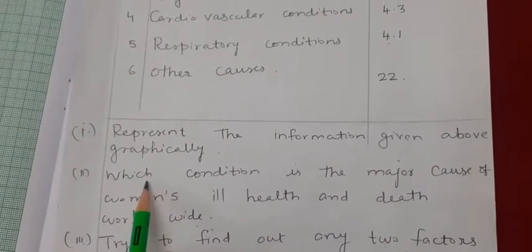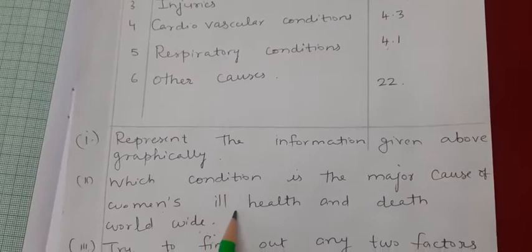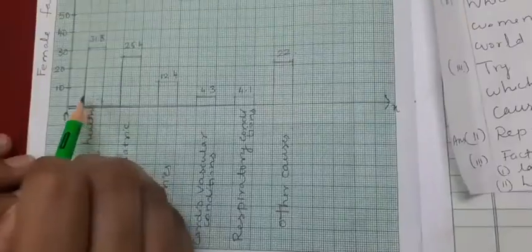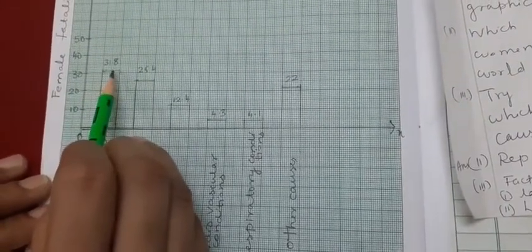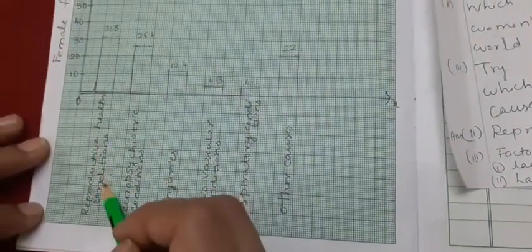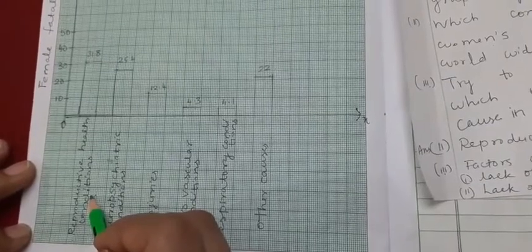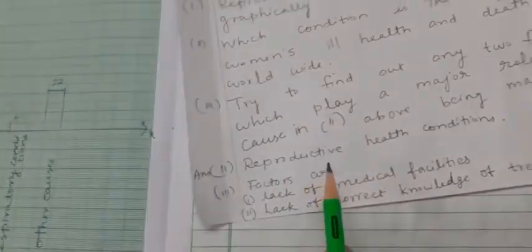Second part of the question is, which condition is the major cause of women's ill health and death worldwide? See the graph here. This rectangle has maximum height 31.8. So the reproductive health condition is the major cause of women's ill health and death worldwide. So you can write this cause.